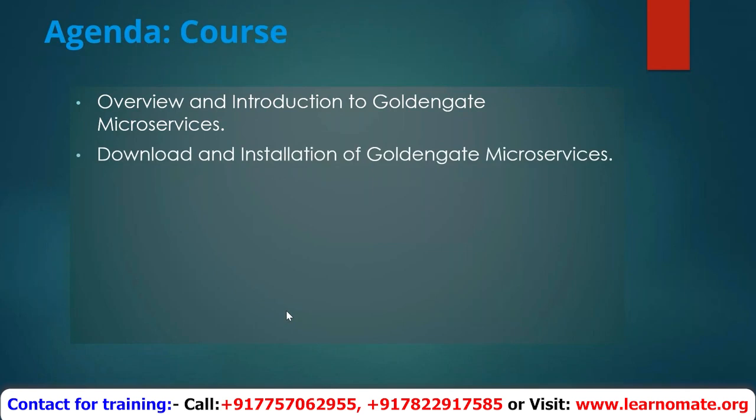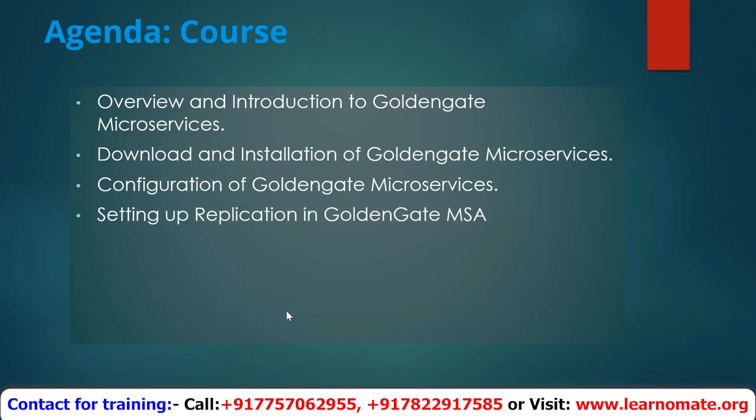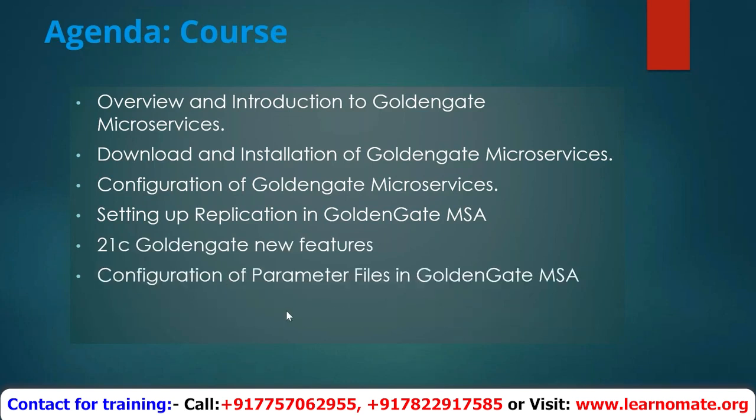Overview and introduction to GoldenGate microservices. Download and installation of GoldenGate microservices we'll be doing. Configuration of GoldenGate microservices. Setting up replication in GoldenGate microservices. We will also be comparing all these things with classic architecture, like how it used to work in classic, so you will be able to understand that as well. Then 21C GoldenGate new features, and configuration of parameter files in GoldenGate microservices architecture. Parameters and parameter files in Oracle GoldenGate are very critical.